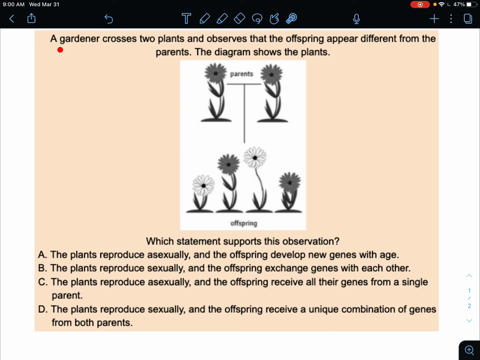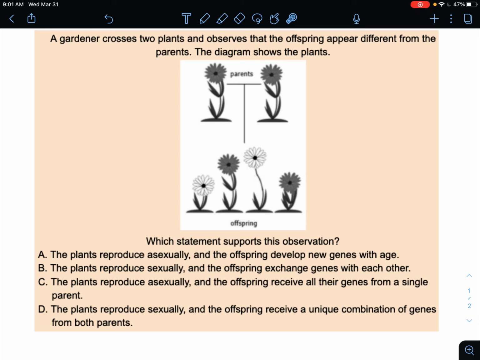It says, a gardener crosses two plants and observes that the offspring appear different from the parents. The diagram shows the plants. And here's the diagram, and we know we do not ignore them. We look at what they have to offer. The question says, which statement supports this observation?